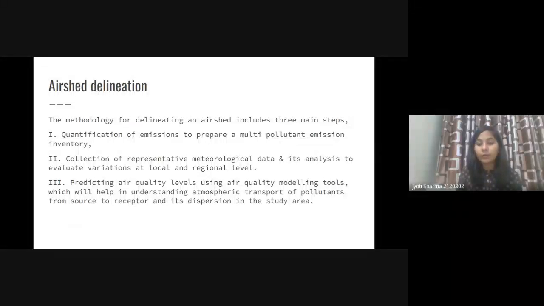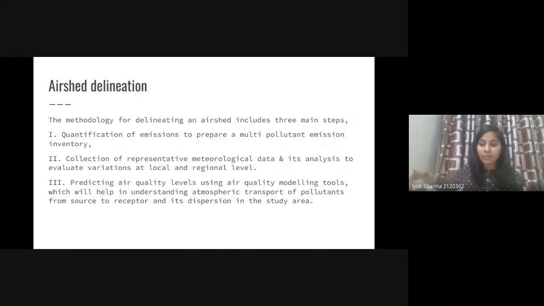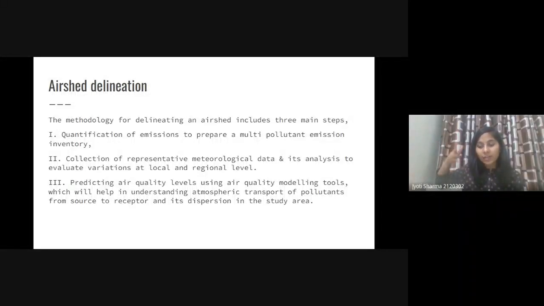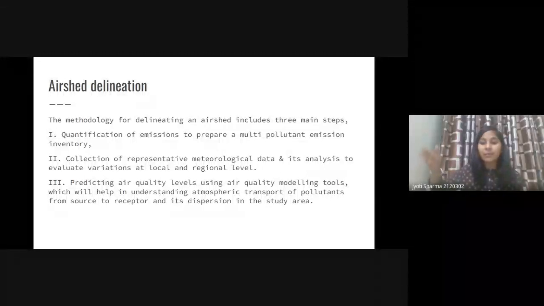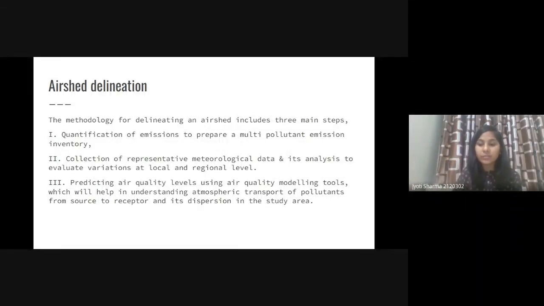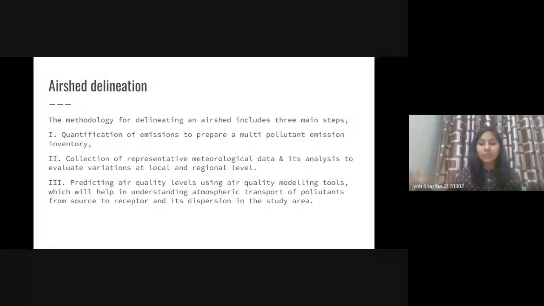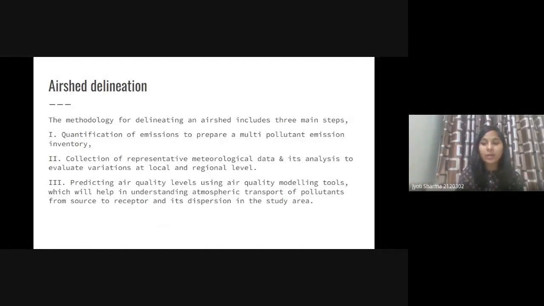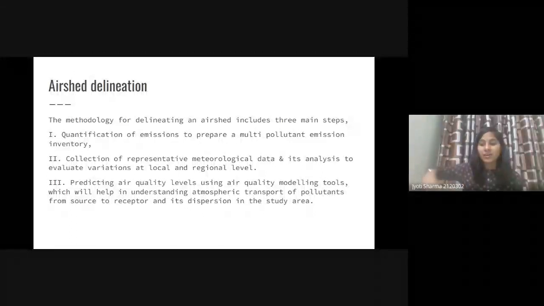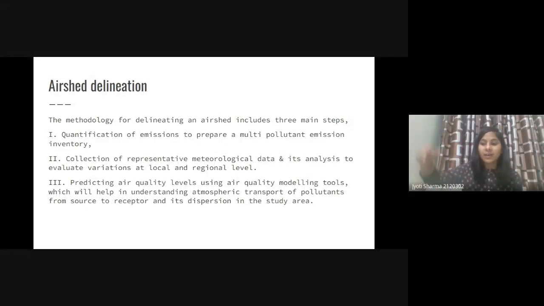Then we will also collect the meteorological conditions. We will see whether the direction of the wind is the same or not in Chandni Chowk and in the Jama Masjid area. We will also see whether the emission source is giving the same concentration in Chandni Chowk as well as in the Jama Masjid. If we have similar meteorological conditions and similar emission sources, then we will call it an airshed, because it has common characteristics even in Chandni Chowk and in the Jama Masjid area.